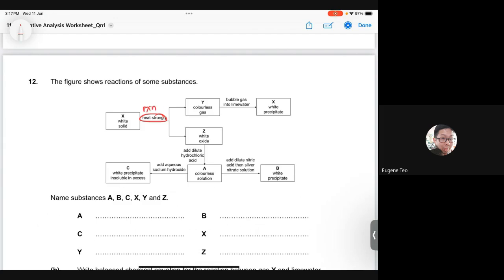So what reaction is this? Reaction 1 is actually a thermal decomposition, where the substance itself breaks down. So you're breaking down substance X into different things. Okay? So what do I have? Colorless gas Y, bubbled into lime water, a precipitate forms. By now you realize, remember, bubbling in lime water means Y must be carbon dioxide gas. X, this white precipitate, must be calcium carbonate.